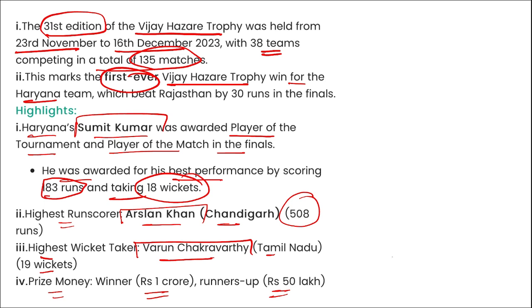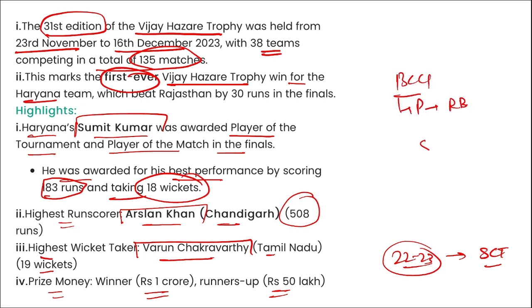Right? Next. If I ask you who won the 22-23 Vijay Hazare Trophy, it was won by Saurashtra Cricket team. If we talk about BCCI, who is the president? Roger Binny. Who is the secretary? Jay Shah. Where is the headquarter? Mumbai, Maharashtra. And it was established in 1928.